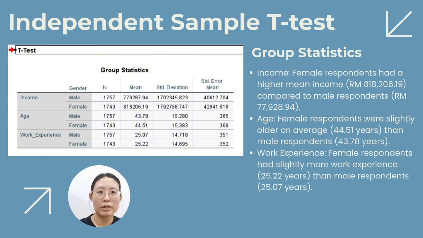In terms of age, females were slightly older, with an average age of 44.51 years, while males had an average age of 43.78 years. Female respondents also had slightly more work experience, averaging 25.22 years compared to 25.07 years for males. However, these observed differences do not necessarily indicate significant differences. Therefore, an independent sample t-test was conducted for further analysis.